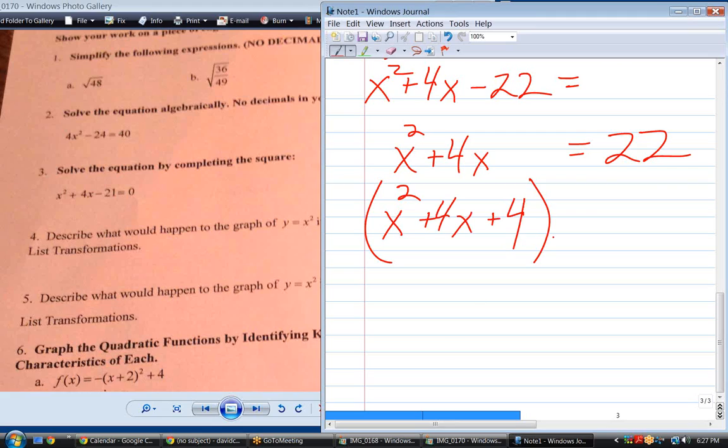So I add 4 there. Have to add 4 to the other side. I still have the same thing I started with. I haven't changed anything. What does this become? Now I can write this as a binomial squared, which is my purpose. That's why I completed the square. Becomes x plus 2 squared. There's my binomial quantity squared.